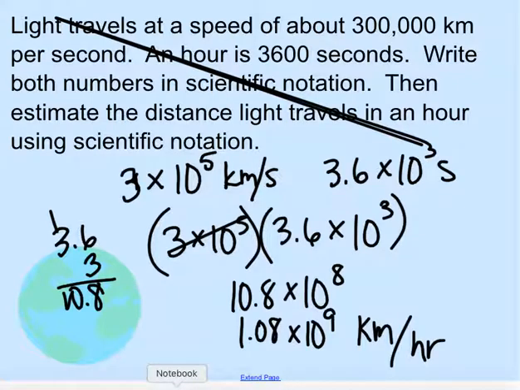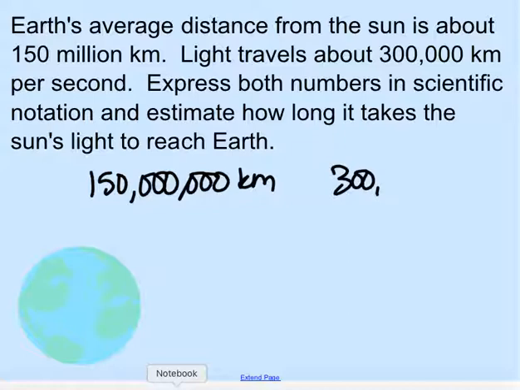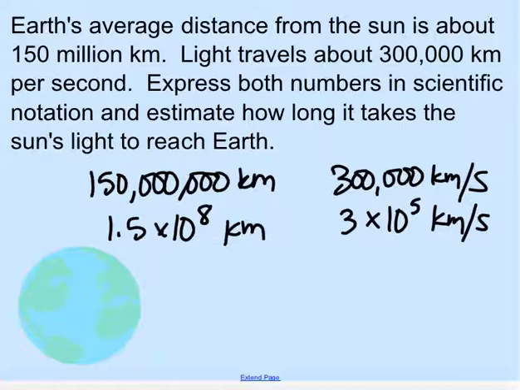Okay, and let's see here. Earth's average distance from the sun is about 150 million kilometers. Okay, big number, 150 with all of those zeros. Light travels, once again, at 300,000 kilometers per second. Write these in scientific notation. So we get 1.5 times 10 to the 8th kilometers, and my 3 times 10 to the 5th kilometers per second. And in this case, we want to know how long it takes the sun's light to reach the Earth.